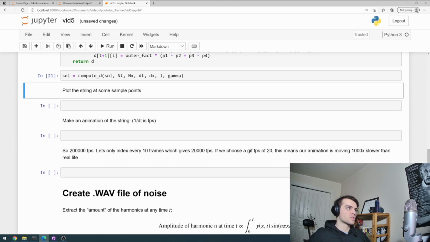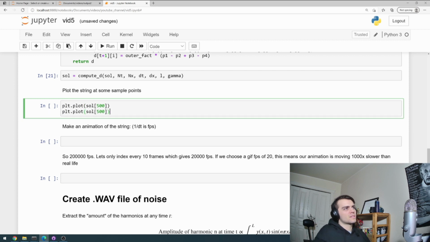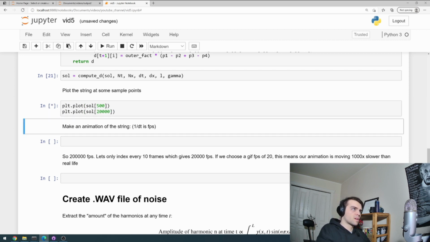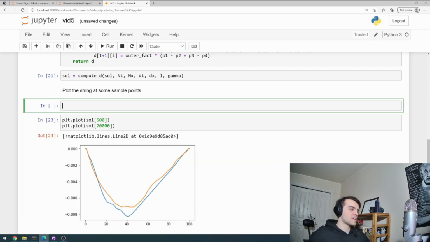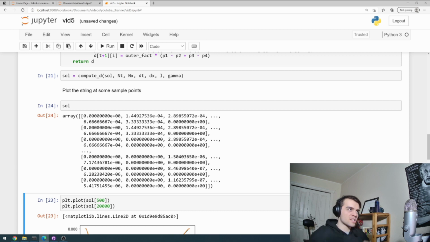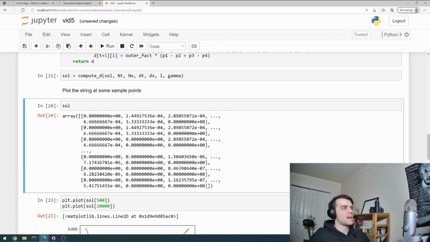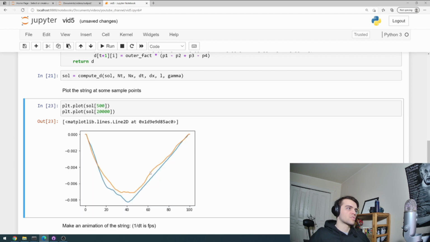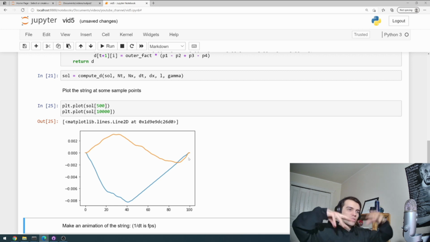So let's plot the string at some sample points. Let's say 500, and we'll plot maybe the 20,000th row. Here I'm plotting certain rows. Remember that each row in sol corresponds to a freeze in time of the string, and so I can plot these. These are 2 sample times of where it's at. Maybe if I plot 10,000, it's at a different thing. So the string is wobbling around.